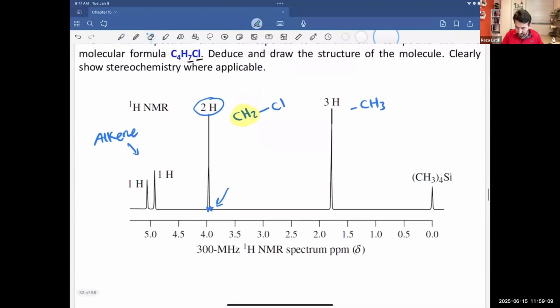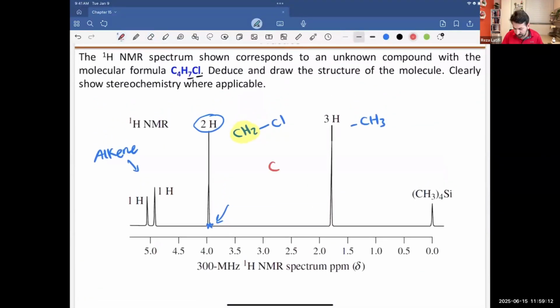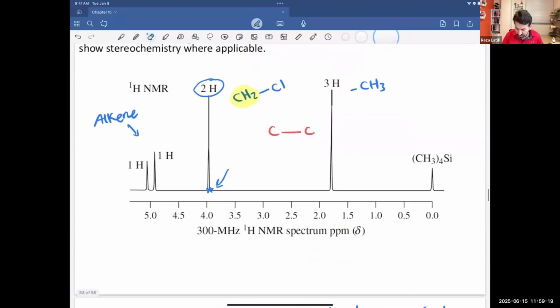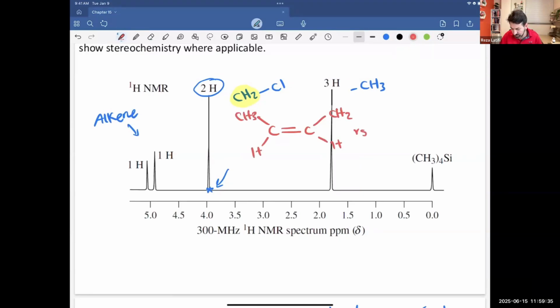Now, can I say whether this one, for example, is cis or trans, versus this one? Can I differentiate them by the data that I have? The answer is no. You need more data.